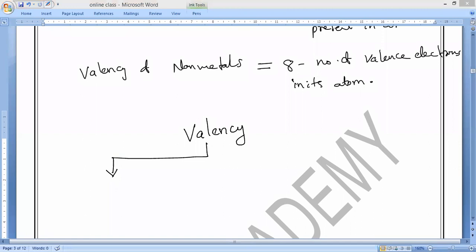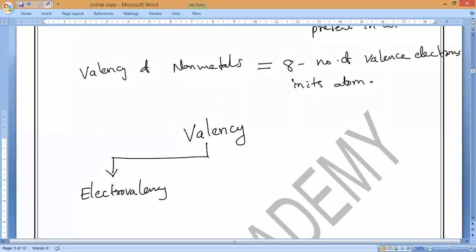One is electrovalency and the second one is covalency. So please answer it. Valency is again two types. One is electrovalency and the second one is what, Jayavarshini? It is covalency. Okay, covalency.